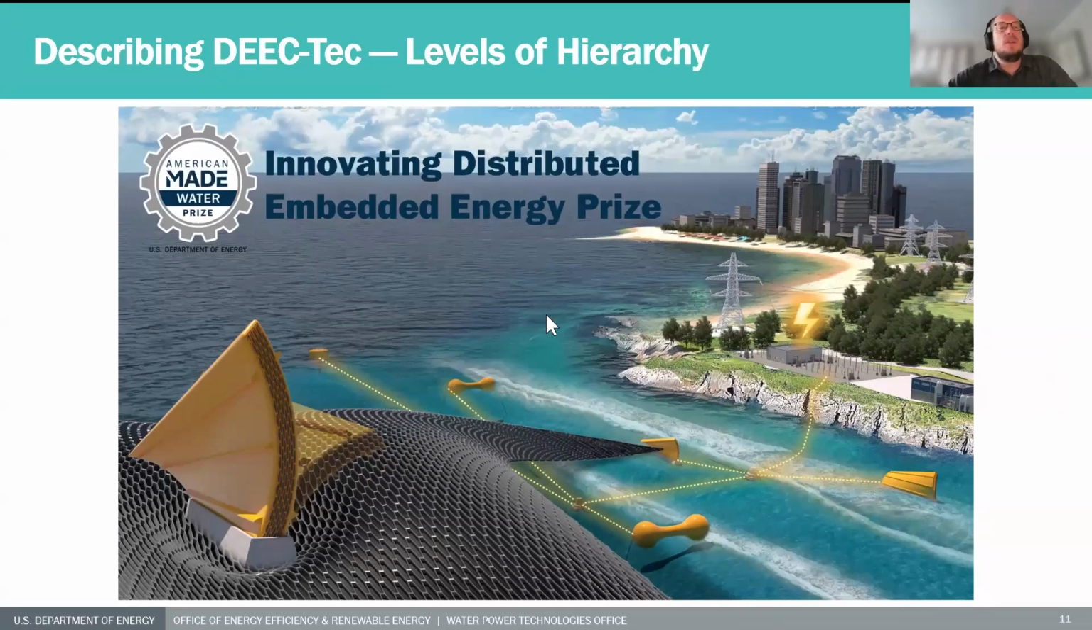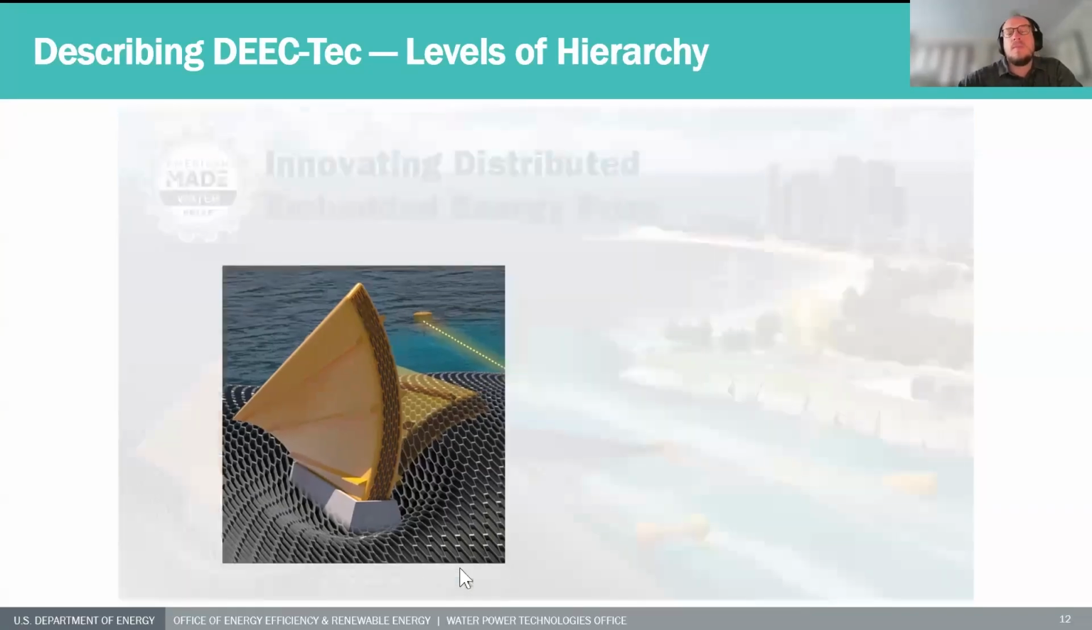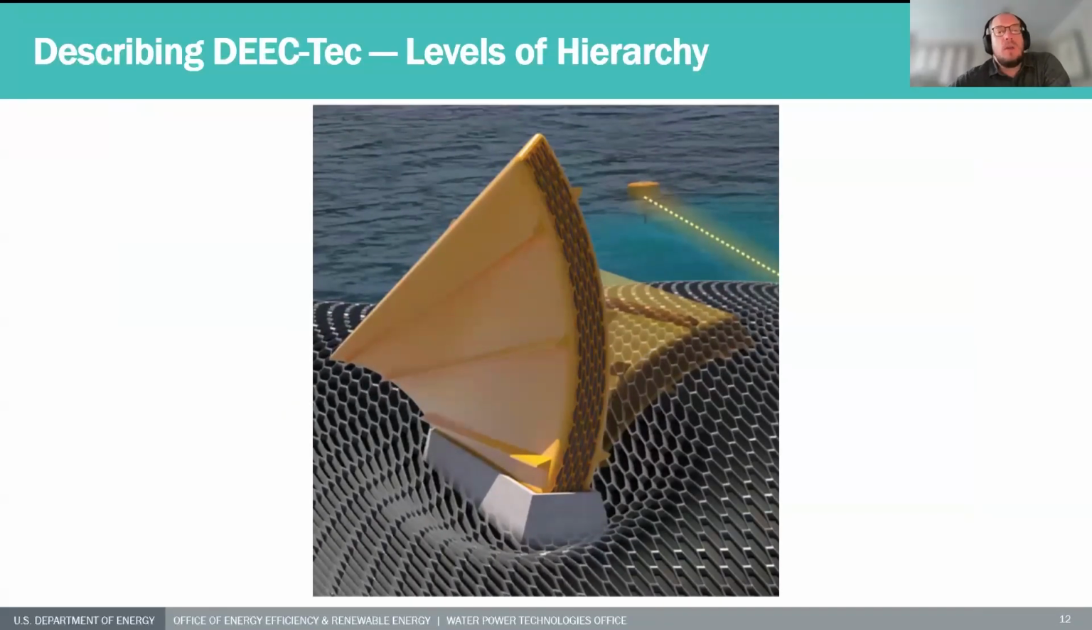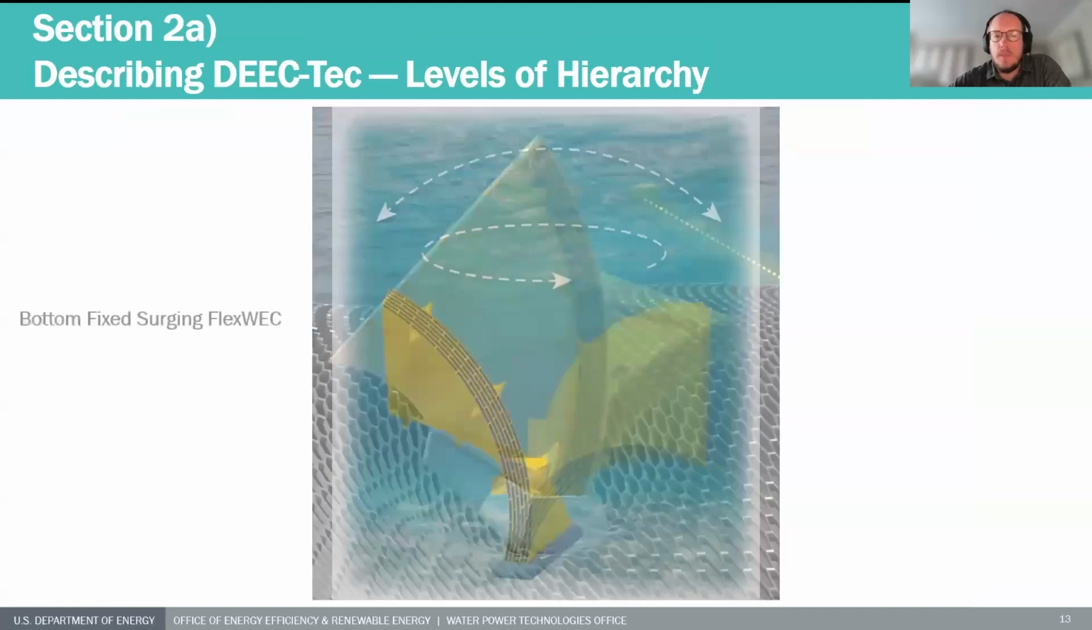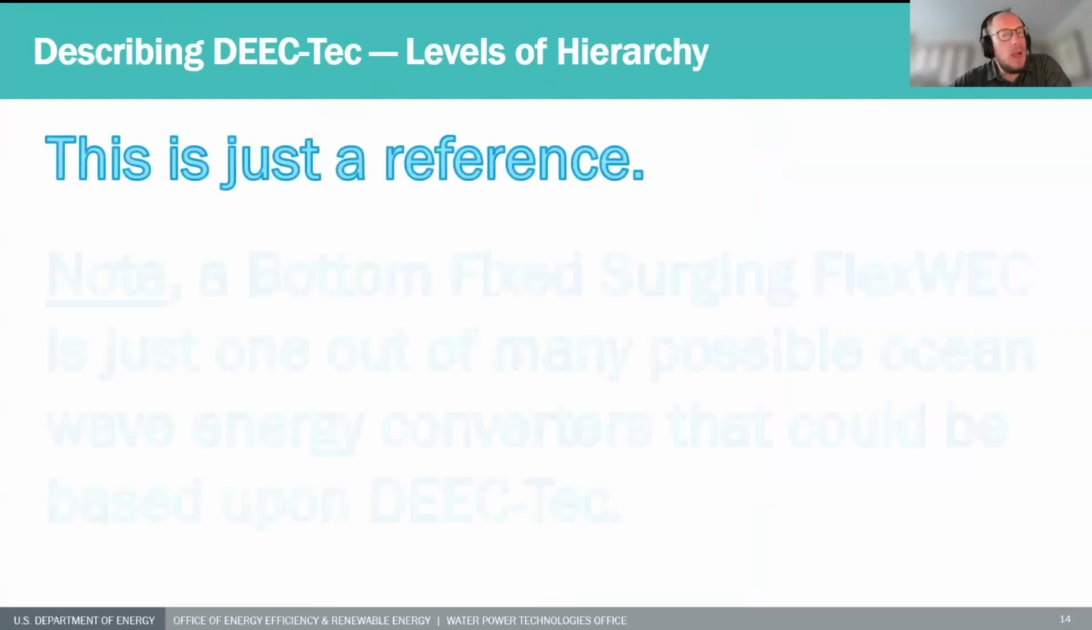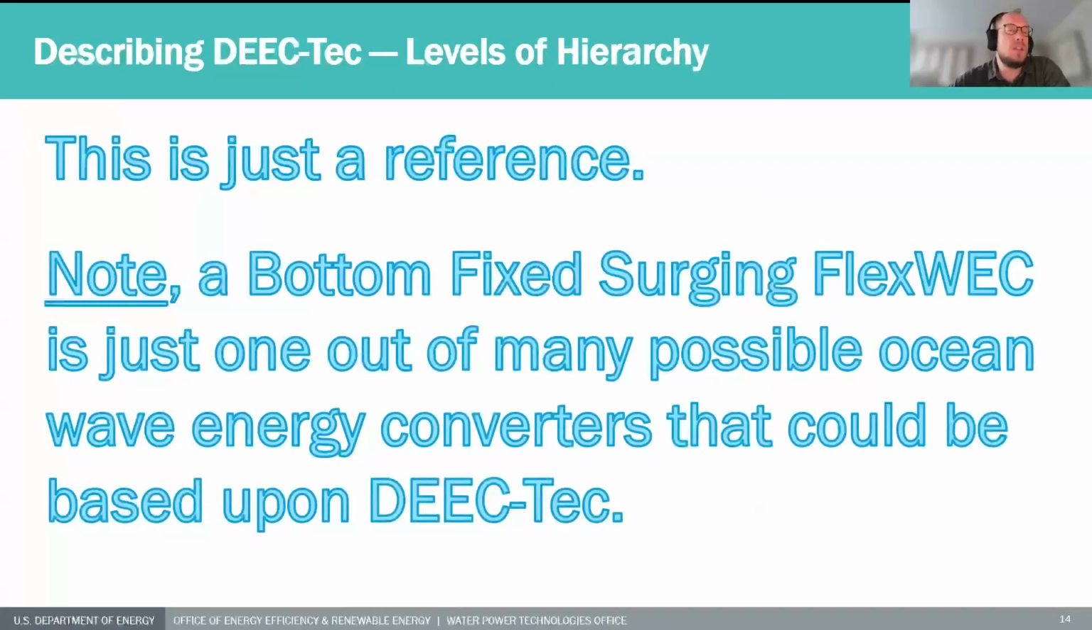So now getting into what DEEC-Tec is from the perspective of the prize, it can be summarized through 3 hierarchy levels. Looking at this particular wave energy converter that's based on DEEC-Tec, we're going to call it a bottom fixed surging FlexWEC. I want to really point out to those who are listening that this is just a reference of an ocean wave energy converter that is based upon DEEC-Tec, and it's really only serving the purpose of trying to illustrate very concisely what the hierarchy levels of DEEC-Tec are.